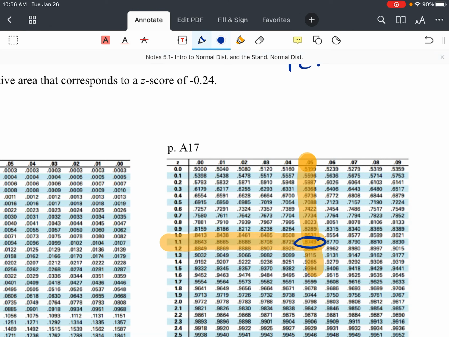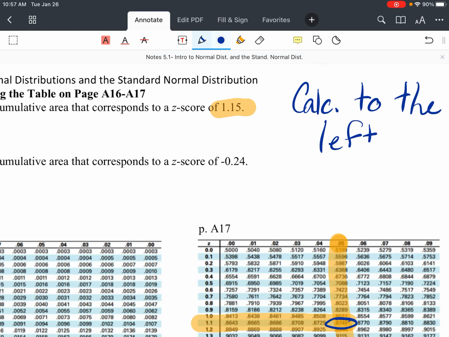All right, so the area to the left of the z-score of 1.15 is, so probability of z equals 1.15 is approximately 0.8745.